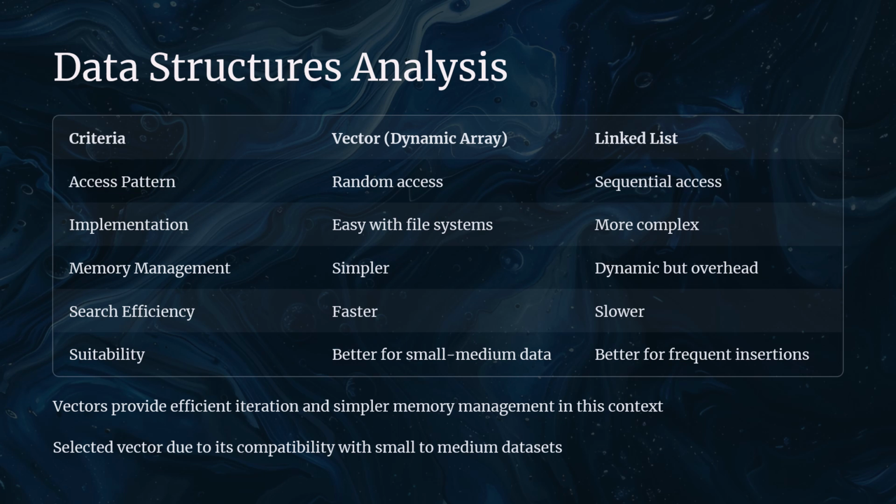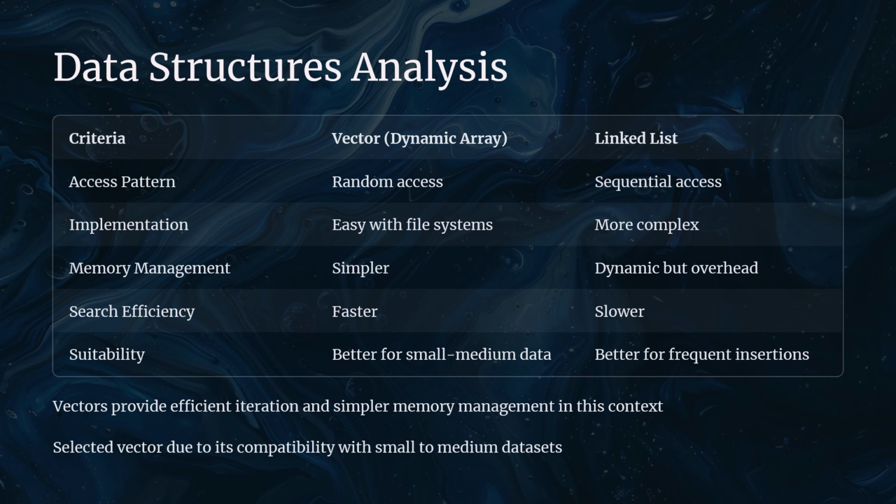So let us analyze the data structure which we use in this program. Mainly, we are considering vectors and linked lists, and let's compare and contrast these two. The first criterion we are looking into is access pattern, where vectors provide random access, whereas a linked list is sequential access. Implementation of vectors is easy with file systems, whereas a linked list is more complex. Moreover, memory management in vectors is simpler, but a linked list is dynamic, which comes with overhead.